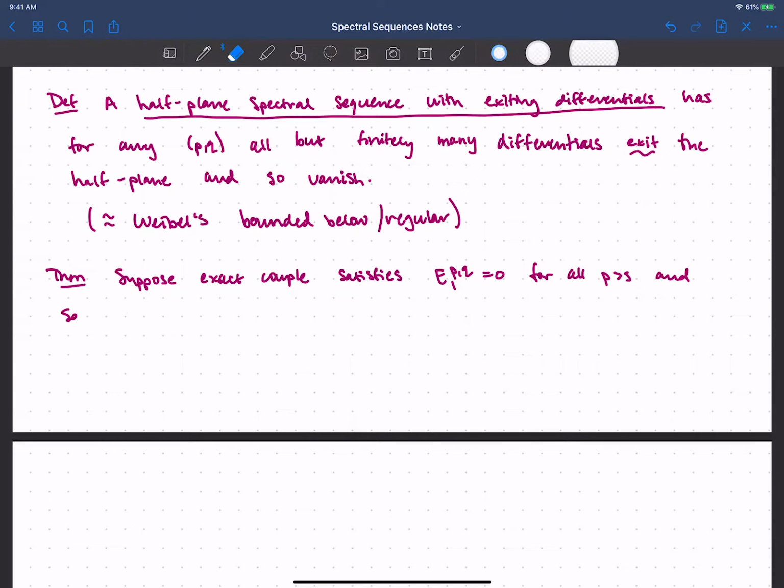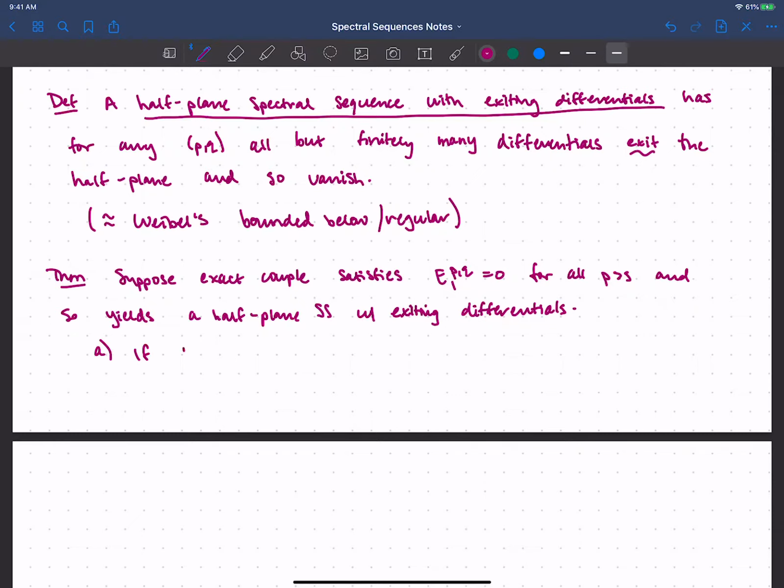Suppose the exact couple satisfies E1 p,q is 0 for all p greater than s, and so yields a half-plane spectral sequence with exiting differentials. Again, I'm just not being so strict about what I mean by half. There are going to be two versions. So if we look at d infinity star, remember that one is our inverse limit. If this is 0, then the spectral sequence converges, and even better, it converges strongly to the colimit.